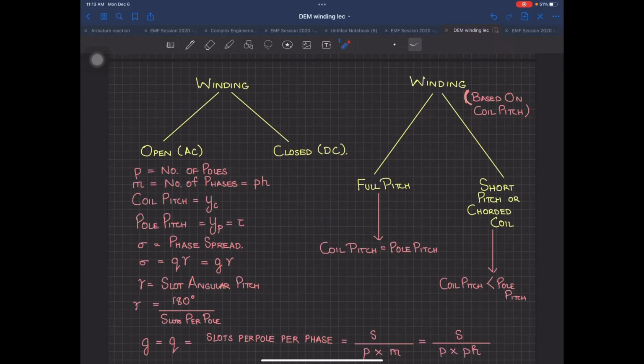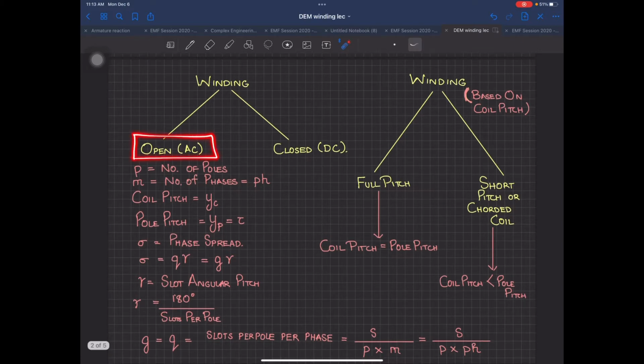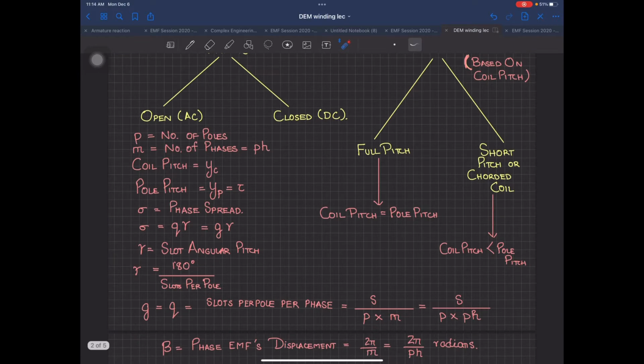Now coming back, because our course is related to induction machine design, which we have done up till now, we are talking about the open winding or the AC winding. Now some things we have to do before we can go on and design some winding. Your G value, which you have used up till now a lot in your design values whenever you are designing a stator slot, is the same thing as Q. So don't confuse yourself. G and Q are the same thing.